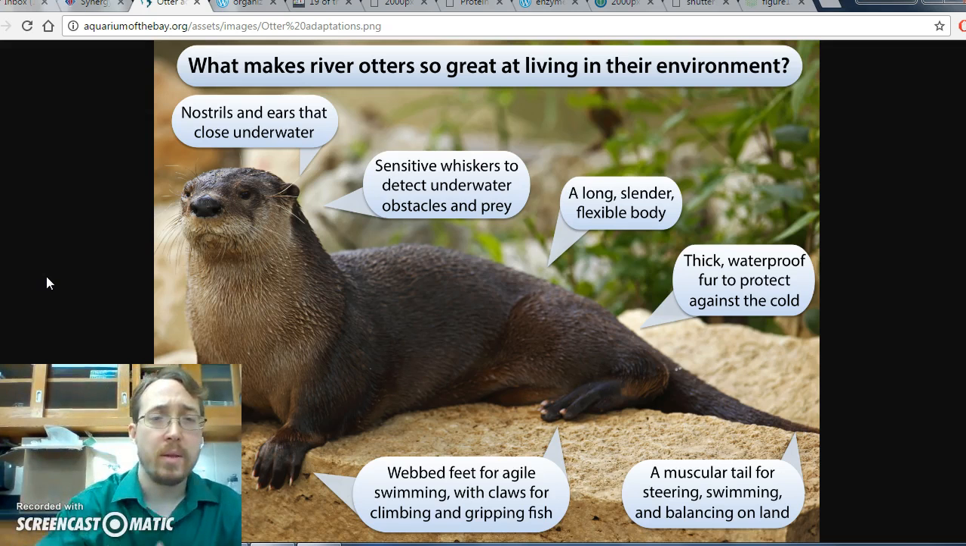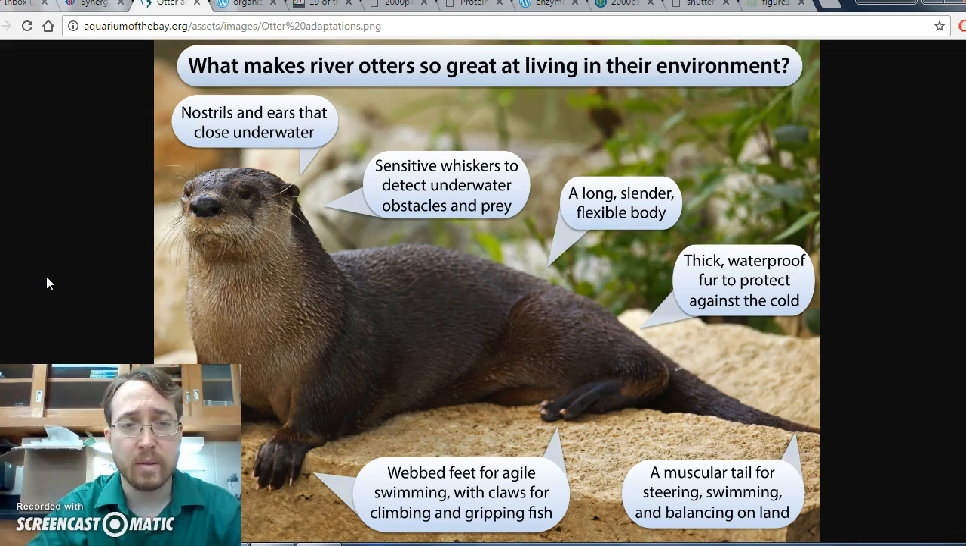Well, we're talking about this otter here. It has nostrils and ears that close underwater so that it can move around underwater and is better able to survive. They have sensitive whiskers to detect underwater obstacles and prey. They have a long, slender, flexible body. They have a thick, waterproof fur coat to protect against the cold, and a muscular tail for steering and swimming and balancing on land, and webbed feet for agile swimming and clawing for climbing and gripping a fish. All of these are structures.